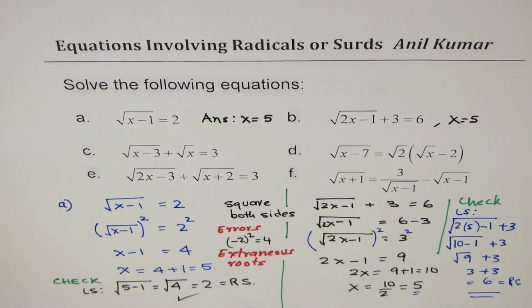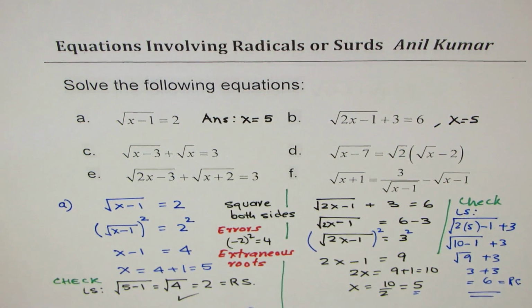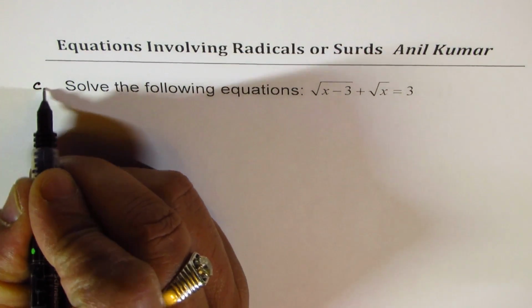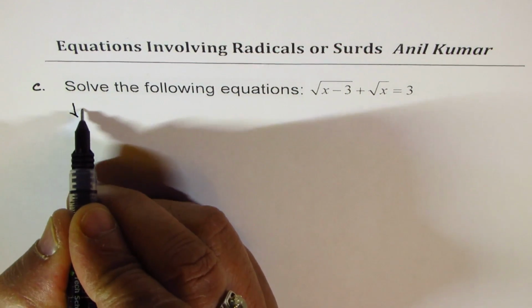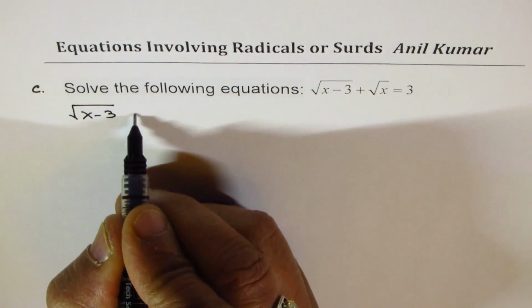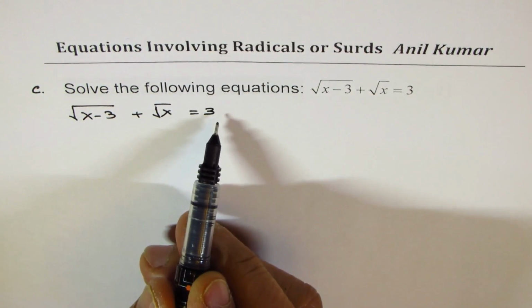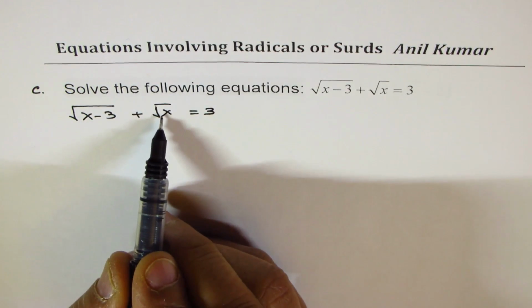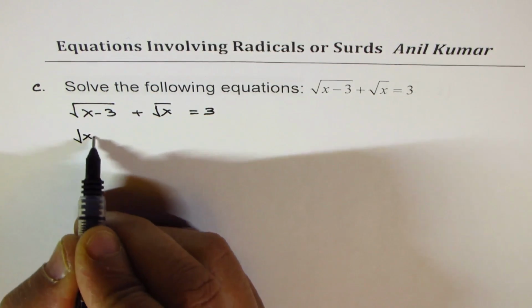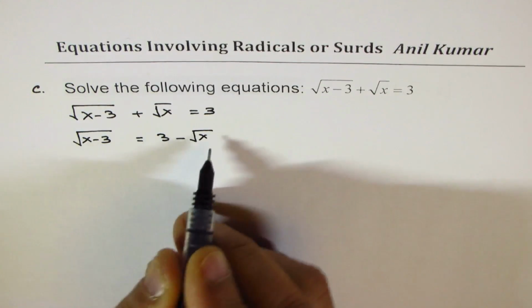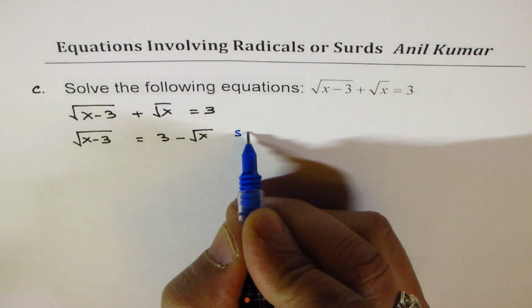Now we will take up parts C and D, which involve slightly more steps to solve. I'll take them one by one. Here is part C. Let me rewrite the question: square root of x minus 3 plus square root of x equals 3. In solving such questions, we should take one of the radicals to the other side. So we get square root of x minus 3 equals 3 minus square root of x. And now we are going to square both sides.